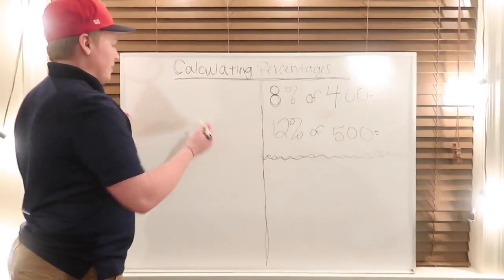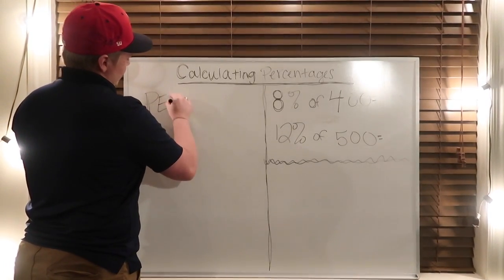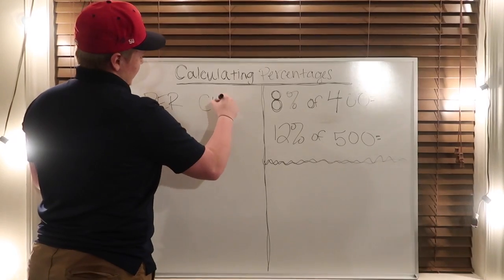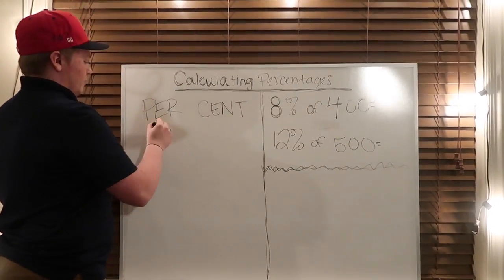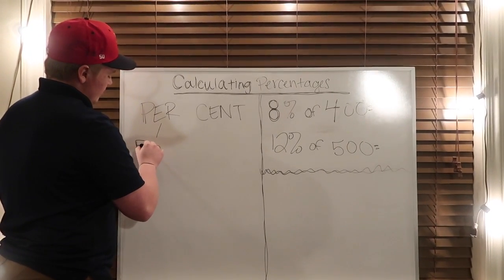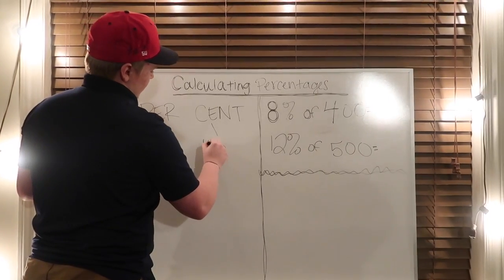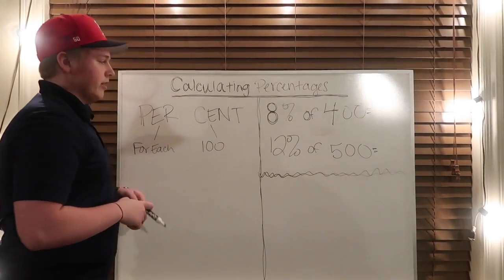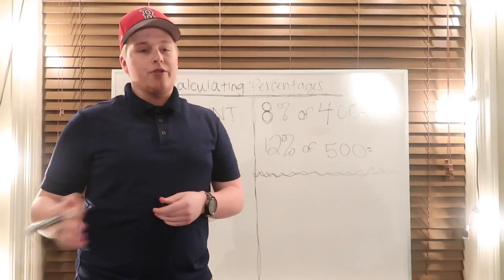So first they taught me that percent, the word, can be broken down into per cent. And what this means is per means for each, and cent means 100. So essentially, when you're doing percentages, you think, oh, for each 100.